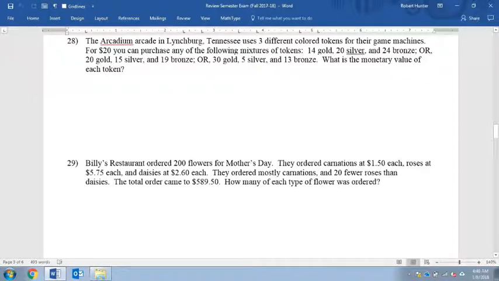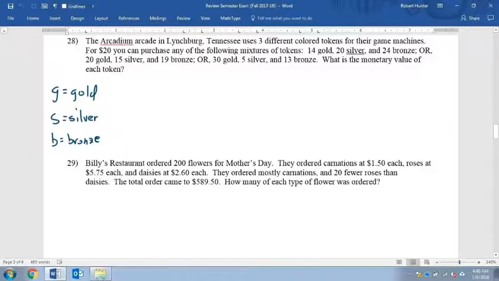Well, we have 3 types of tokens, so we need 3 equations. I need my thingy-ma-doohickey. There we go. I'll use G for gold, S for silver. Now, obviously, on your test, you don't have to list these out because it's multiple choice. But here, you can write it out. I'm just writing these words out for defining what's going on.